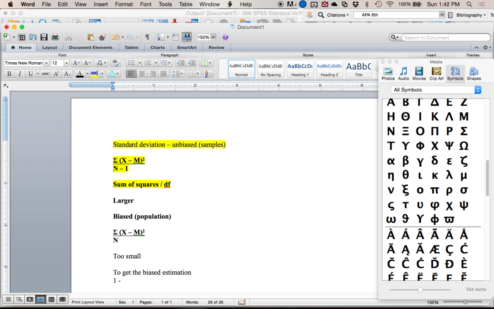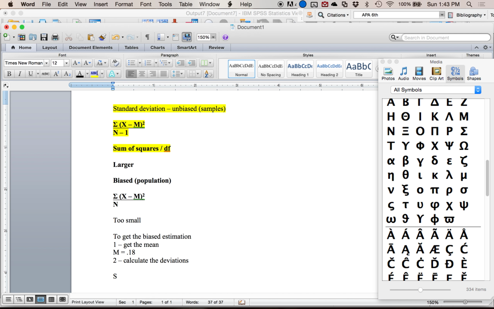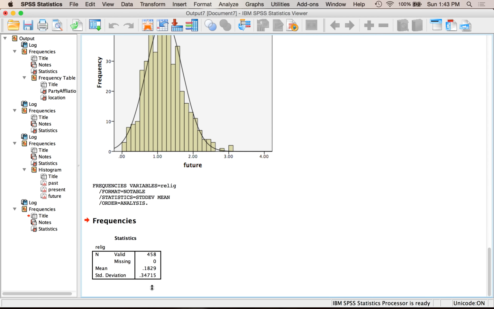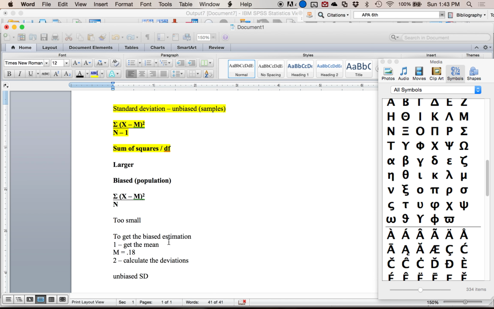So first, get the mean. Okay. So my mean was 0.18. Second, we're going to calculate the deviations. But for comparison, I'm going to write down right here my unbiased standard deviation. So what did I get from SPSS here? I got 0.35. Okay, well, let's do 3 decimals. This is going to be very tiny, 0.347.